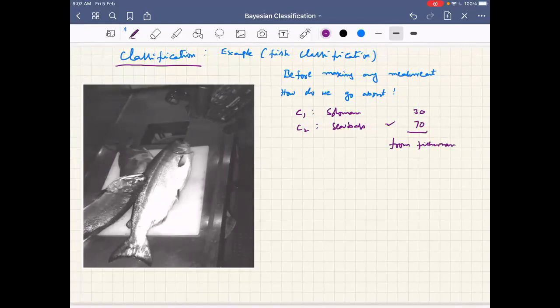We can collect this, right? This doesn't need any measurements. This kind of information is referred to as a priori information, and it will enable us to find out the a priori probabilities.